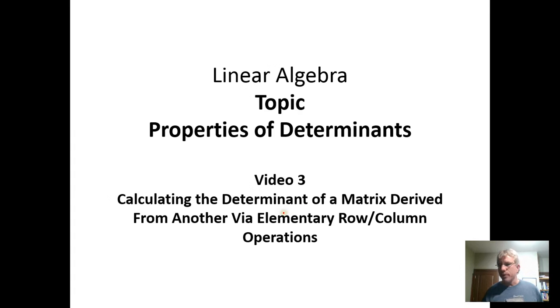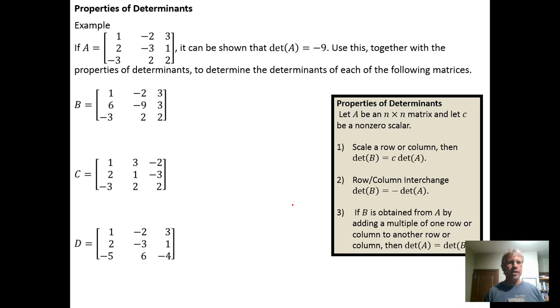So in this video we're going to go over how to calculate the determinant of a matrix that's been derived from another matrix via elementary row or column operations. In this case we have a matrix A, and it's right here. I don't think I need to read the entries to you. And what I did is I pre-calculated the determinant of A in GeoGebra. So the determinant of A according to GeoGebra was -9.